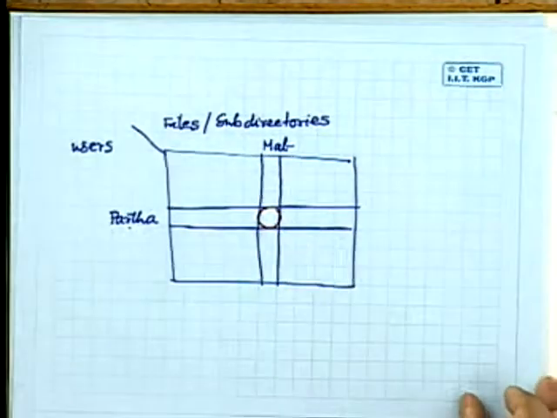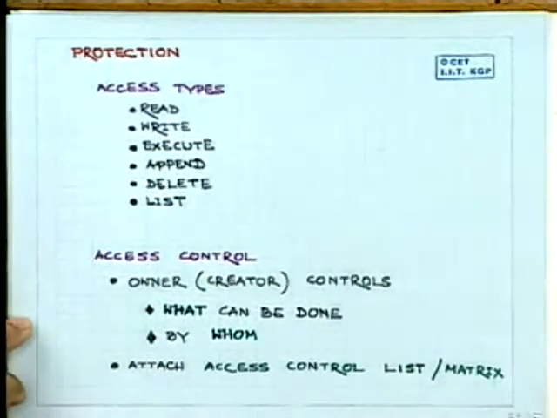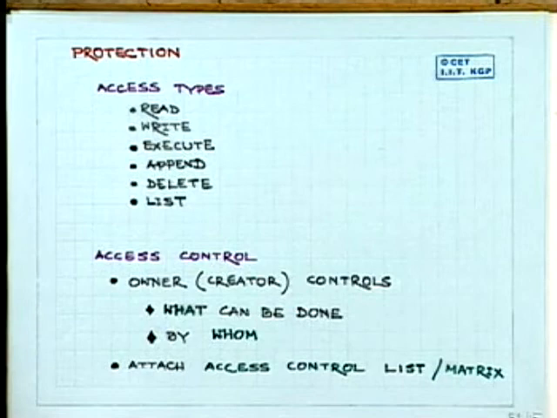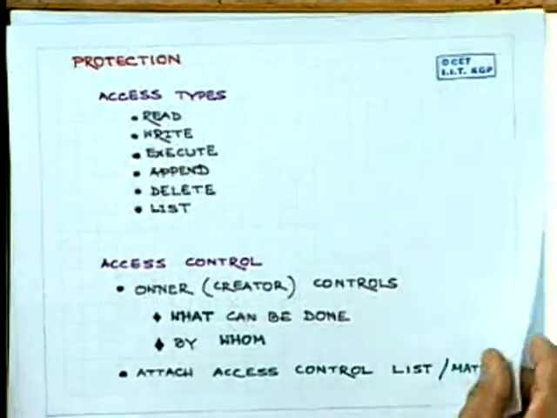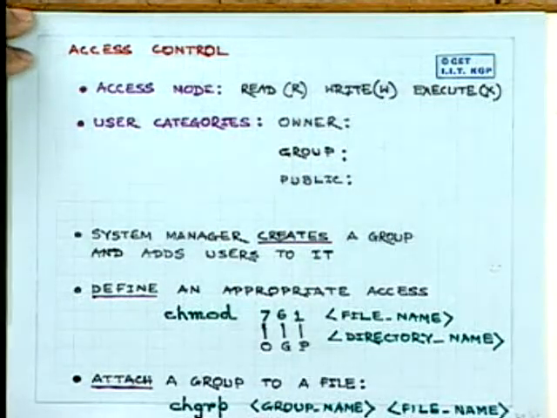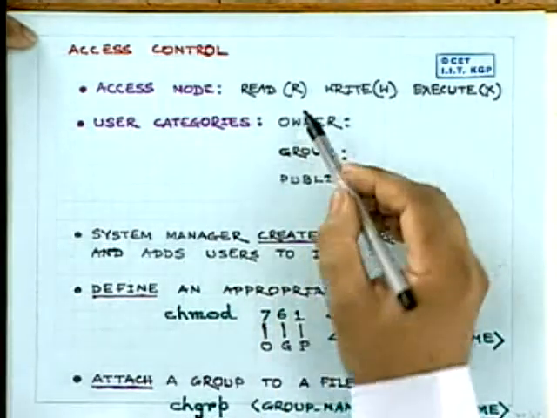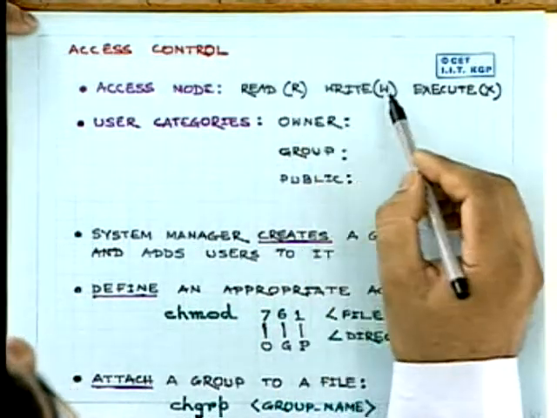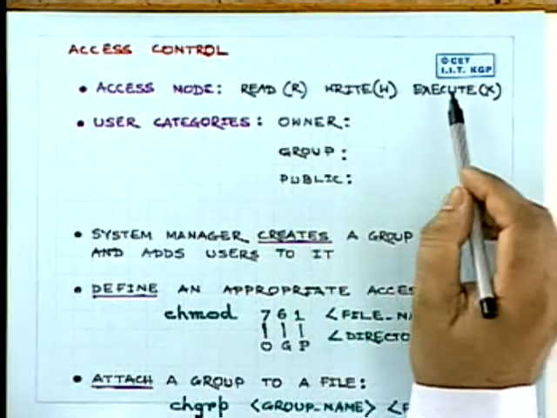Now, the problem with such a situation is that naturally the matrix turns out to be too huge and maintenance also turns out to be quite problematic. Therefore, what can be done is that you specify what we call an access mode, that means whether read is permitted, write is permitted, or execute is permitted: R, W, and X.